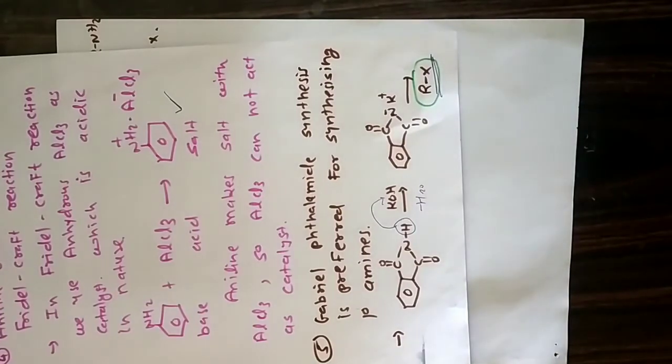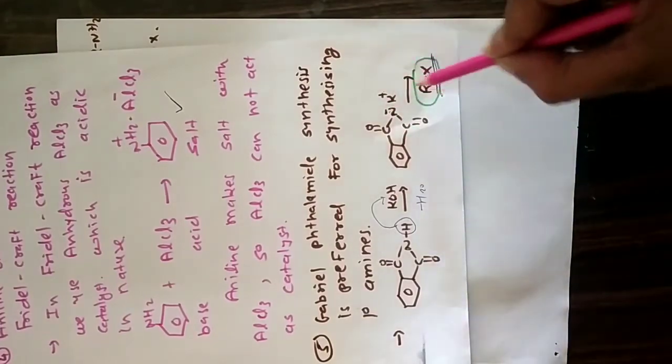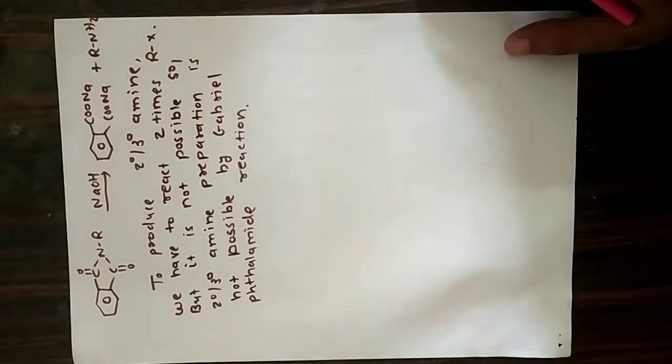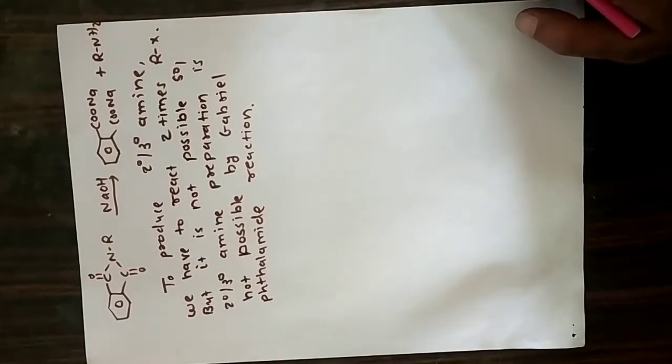You cannot write that there is no space for more than one alkyl halide to react. What you have to write? You have to write that due to steric hindrance, more than one alkyl halide cannot react here in the second step. So it is not possible to produce 2 degree or 3 degree amine by Gabriel phthalimide reaction.